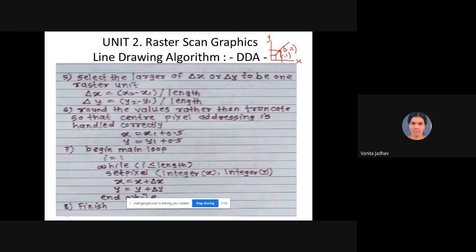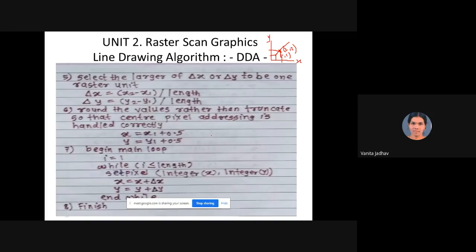DDA takes the help of floating point arithmetic, and that's why we require more space to store the variable. For your kind information, you are familiar with two data types in C, integer and float. So how much space is required to store an integer? What is the size of an integer? 2 bytes. Good. And what about float? 4 bytes. Good, 4 bytes.